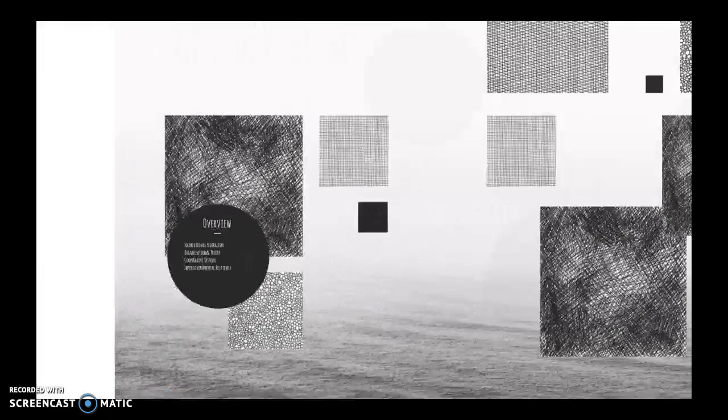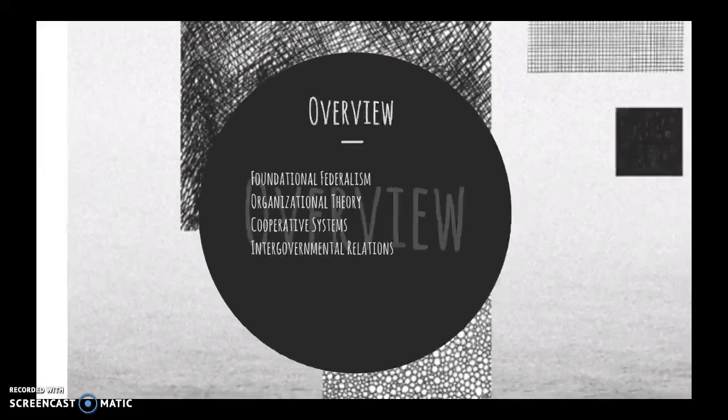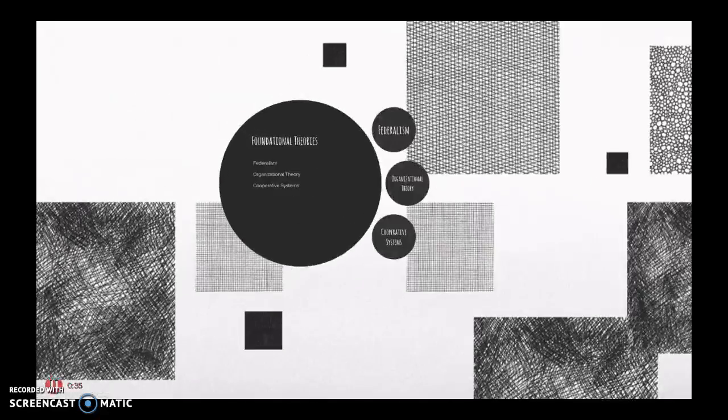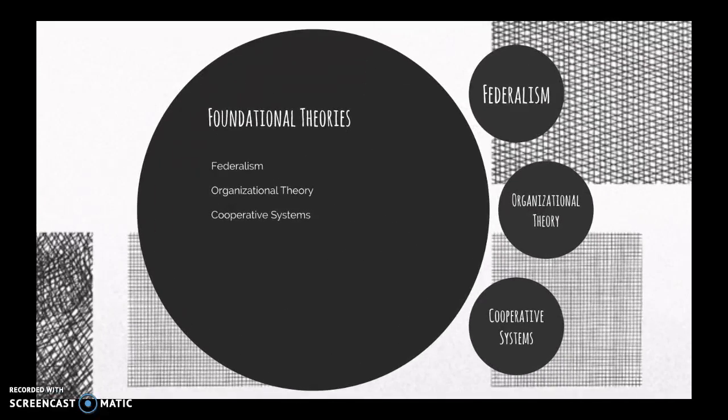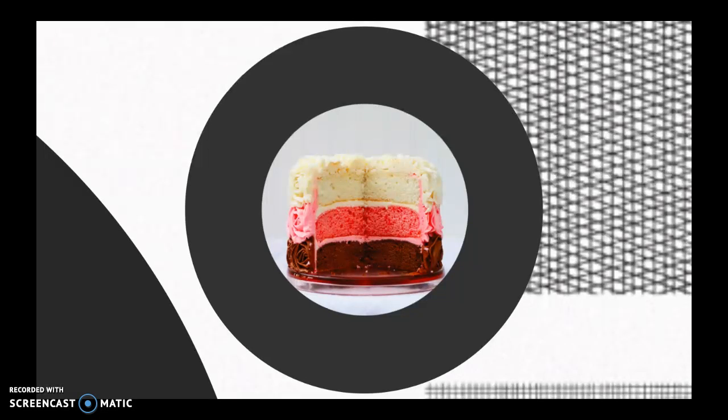My presentation today will focus on the evolution of federalism from its foundational roots through the implementation of organizational theory to cooperative systems, then how it becomes the practice of intergovernmental relations that we see today. First, I'm going to talk about the foundational theories: federalism, organizational theory, and cooperative systems. When I talk about federalism, we're looking at the foundational theory of federalism.